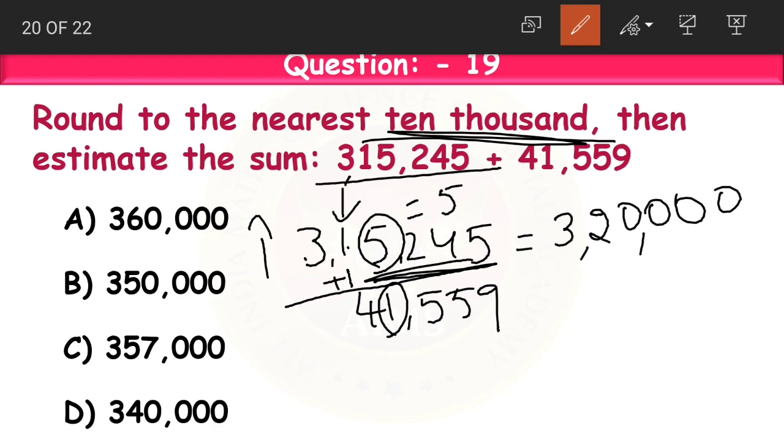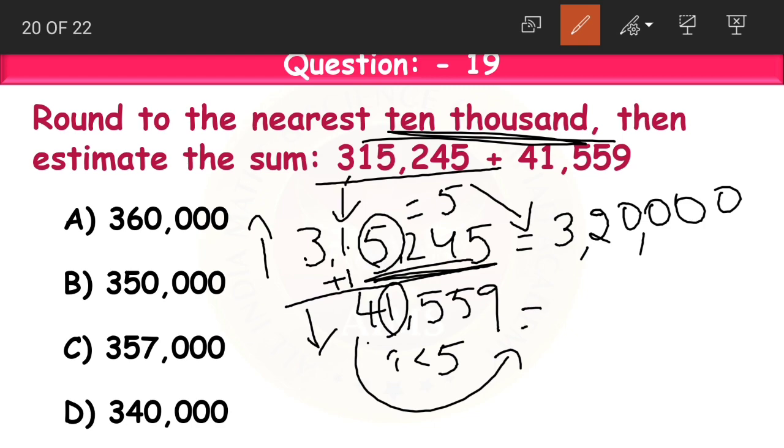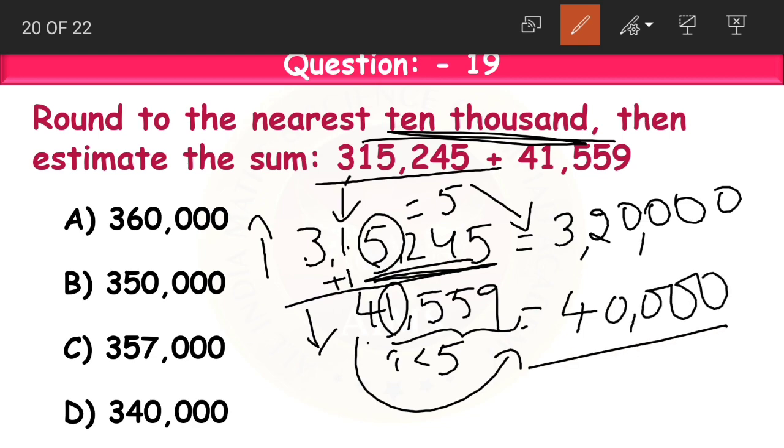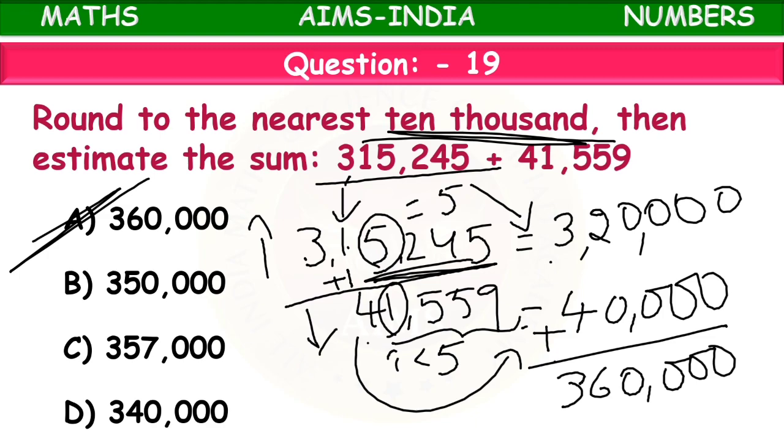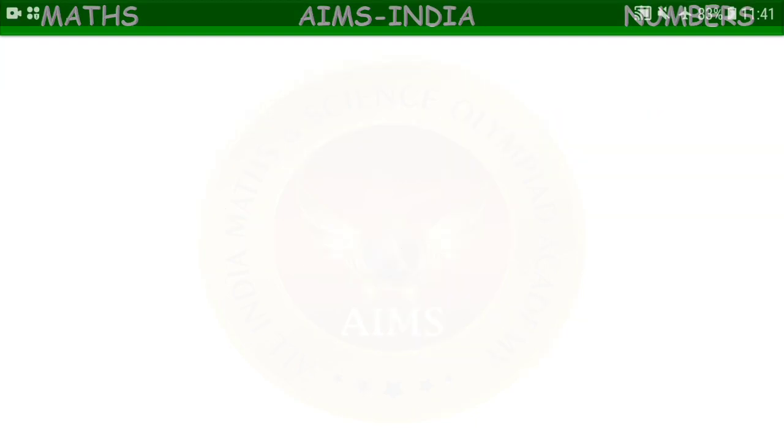So 3,15,245 becomes 3,20,000. Now coming to 41,559. 1 here is less than 5. So we round down. 4 will be written as it is, and then the remaining ones, tens, hundreds and thousands will be replaced with zeros. So 3,20,000 plus 40,000 gives us what? Gives us option A, 3,60,000. Yes, students? The correct answer is option A, 3,60,000.